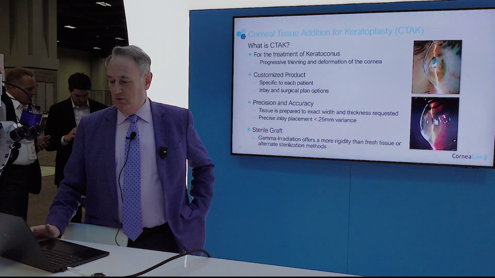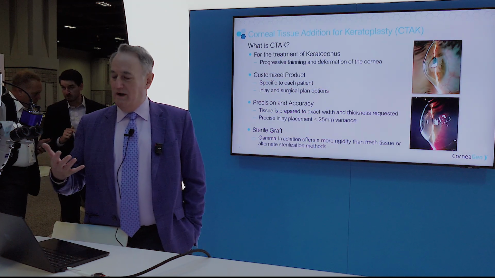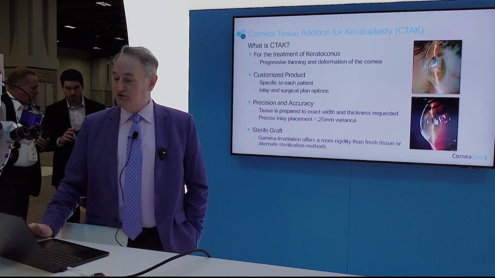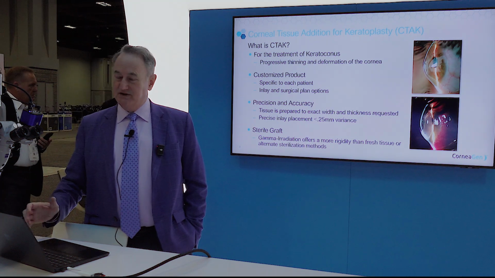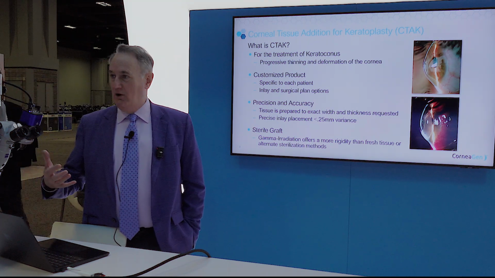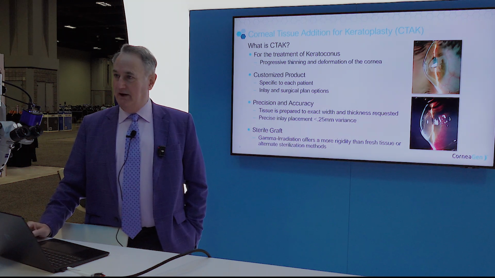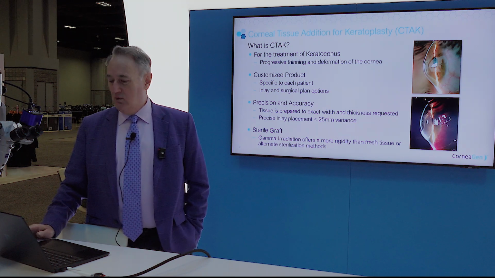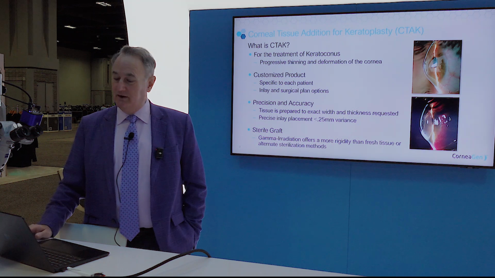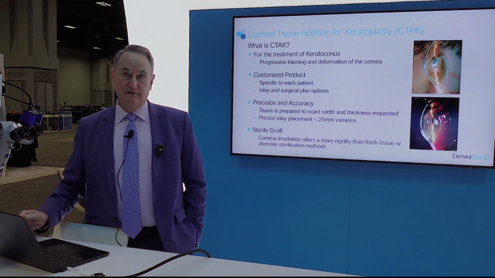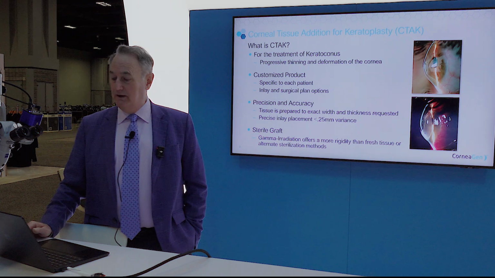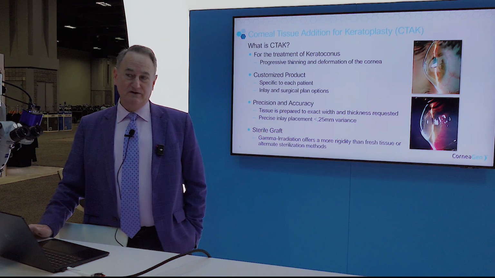And so first I'm going to give a little overview. What is it? Corneal tissue addition for keratoplasty. So basically this is an augmented procedure to strengthen, reshape thin, weak ectatic cornea. And so we use it for the treatment and management of keratoconus, which, as you know, is a progressive thinning condition of the cornea that is oftentimes underdiagnosed.